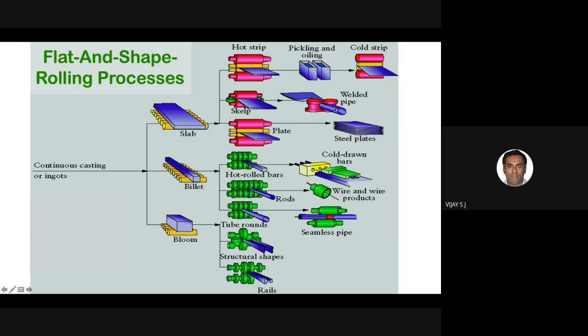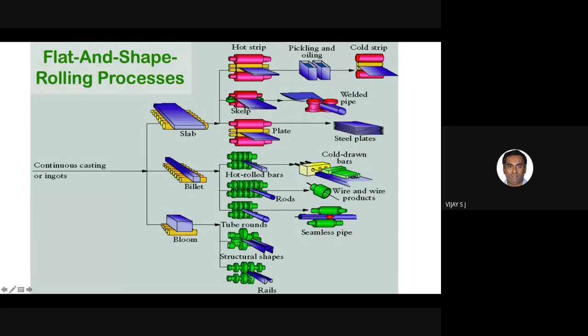You have a mandrel inside and two rollers which are pushing the material through this mandrel, and you will have a hollow tube. And bloom is also used for various structural components like rails or I-beams or any other sectional components. The bloom is used.